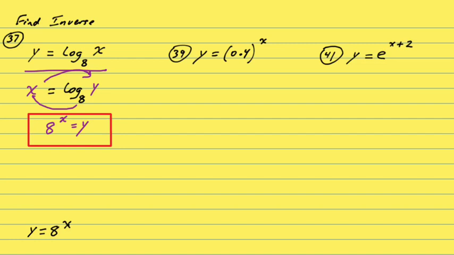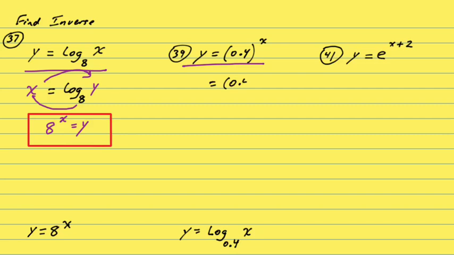And if you know that logs and exponentials are inverse, you might even know 39. 37 gave me a log, it ended up an exponential. 39 gives me an exponential, it's going to end up a log with the same base. So that's going to be the answer for 39, but let's see if we can derive it.